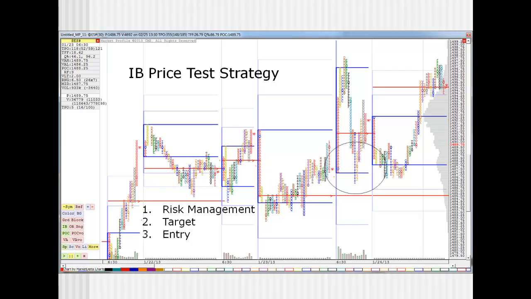Repeat again, just the same process. So you will see all of the different parameters of the strategy. Risk management based on the IB, target based on the IB, entry based on range extension.